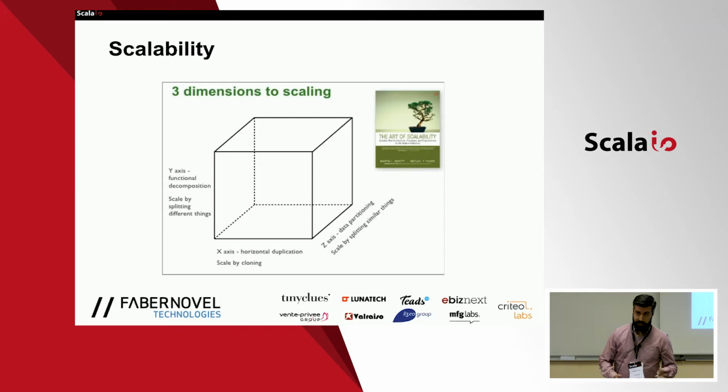So let's start. Scalability. This cube, or this diagram, comes from the Art of Scalability book. It's a very good one. I highly recommend you read it. We can scale in three different ways. The first one: if we have a very big application, we need to identify the different functionalities we have in our project. And this is the y-axis. Then we have the x-axis, which is just cloning.